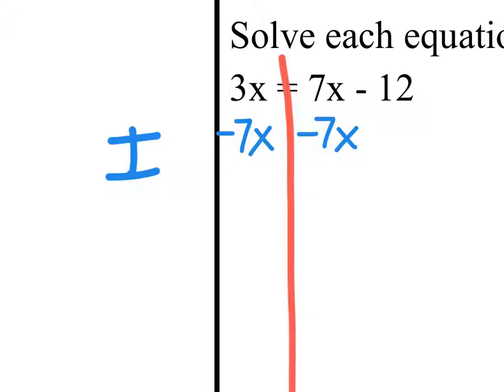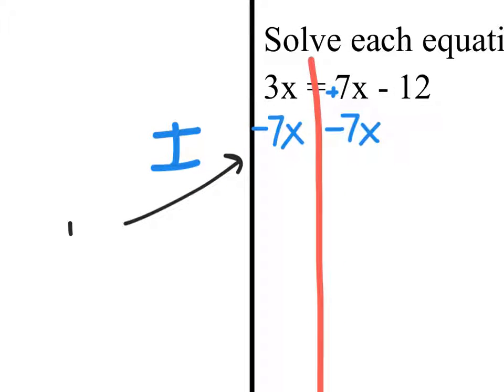Tyler? Kind of. I am trying to get them on the same side, so the same variable, and they're friends. Why am I subtracting? Because it's a positive 7x. So if I want to move it to the other side, then I have to do the opposite. You could make a note: do the opposite. So I subtract 7x because it was positive 7x.